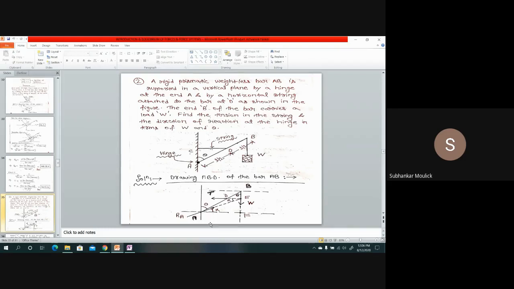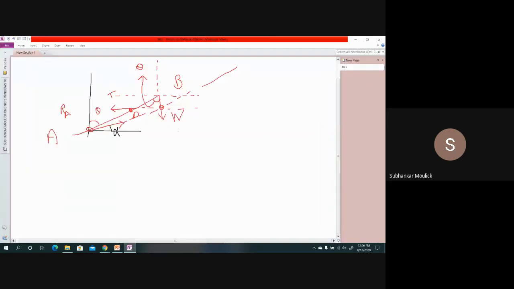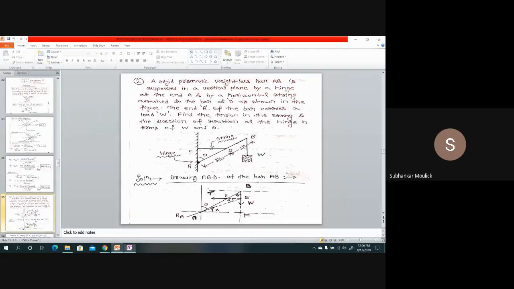Does anyone have any doubt in the FBD? Yes, sir, it's clear. No, sir. Okay, fine. So let us mark this equilibrium point. Say this equilibrium point is point E.